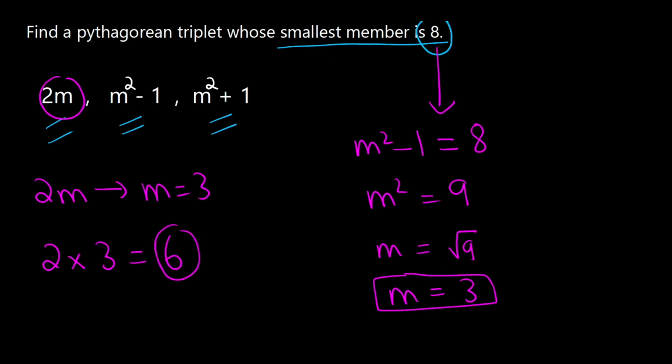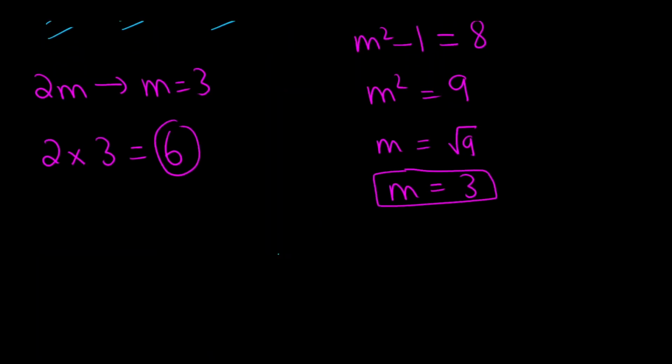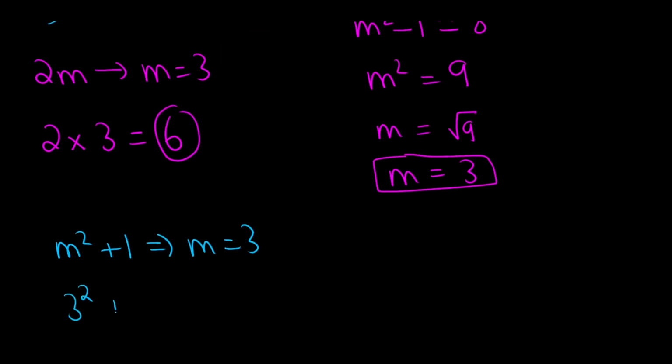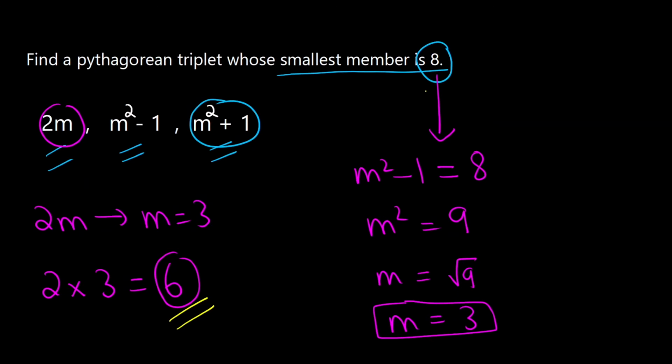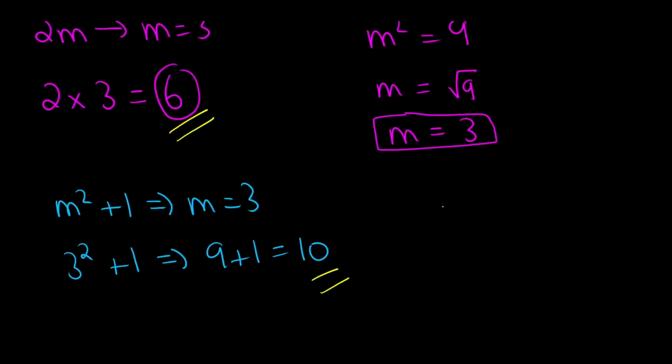Great. So now the final thing I'm going to do is I'm going to take m square plus 1. So right here m square plus 1. Here I'm going to put m is equal to 3. This gives me 3 squared plus 1. Now 3 squared plus 1 is 9 plus 1. This gives me 10. So from here what I can say, the Pythagorean triplet is 6, 10 and 8. So I'm going to write it right here. 6, 8, 10. Great, right?